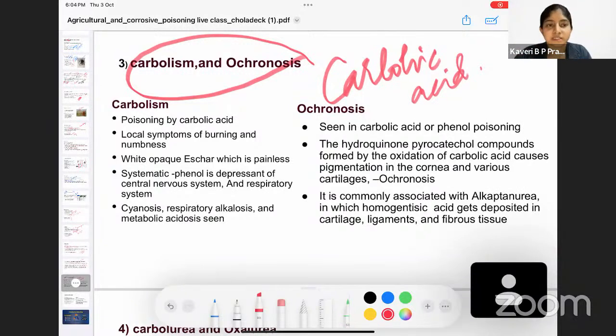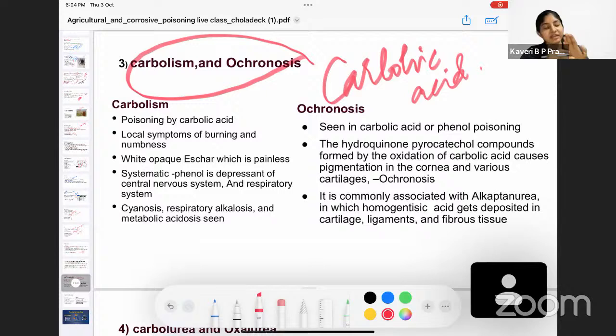Coming to carbolism, it is nothing but poisoning by carbolic acid. Local symptoms of burning and numbness are seen because it is a corrosive. There's going to be a burning sensation and all the nerve ends get damaged, so there is going to be numbness. A white eschar is formed, which is painless.